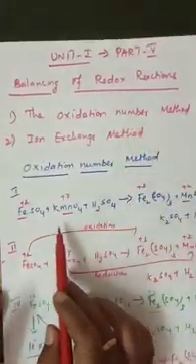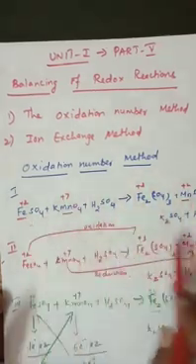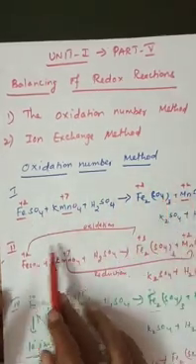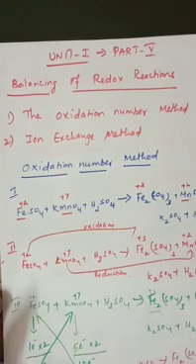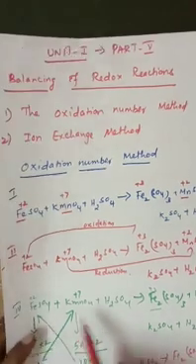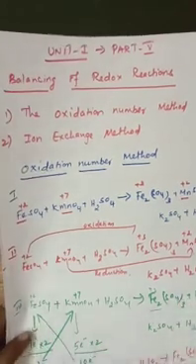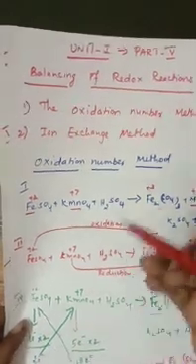Last class, we discussed the balancing of redox reactions in two types, including the oxidation number method. In this oxidation number method, the first step is to write the skeletal equation, then write where oxidation as well as reduction takes place, and then where the electron transformation takes place. The third step will be cross multiplication. The same method we are going to do for the second equation also.